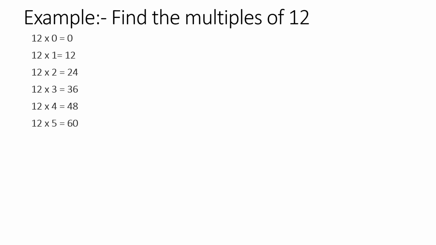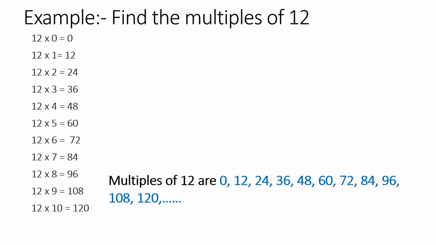When we multiply 12 by 0, by 1, 2, 3, 4, 5, 6, 7, 8, 9, 10 and so on, we get 0, 12, 24, 36, 48, 60, 72, 84, 96, 108 and 120 and so on as the product. So here the product obtained is nothing but the multiples of 12.